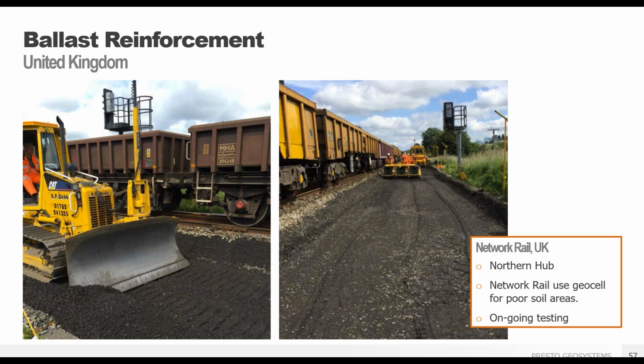We do projects all over the world. This is a project we did for Network Rail, just the biggest rail provider over in the UK. This is a project they had on their Northern Hub, parts of the track. Very low subgrade CBRs on some of them. They basically range from 1% to 3%.